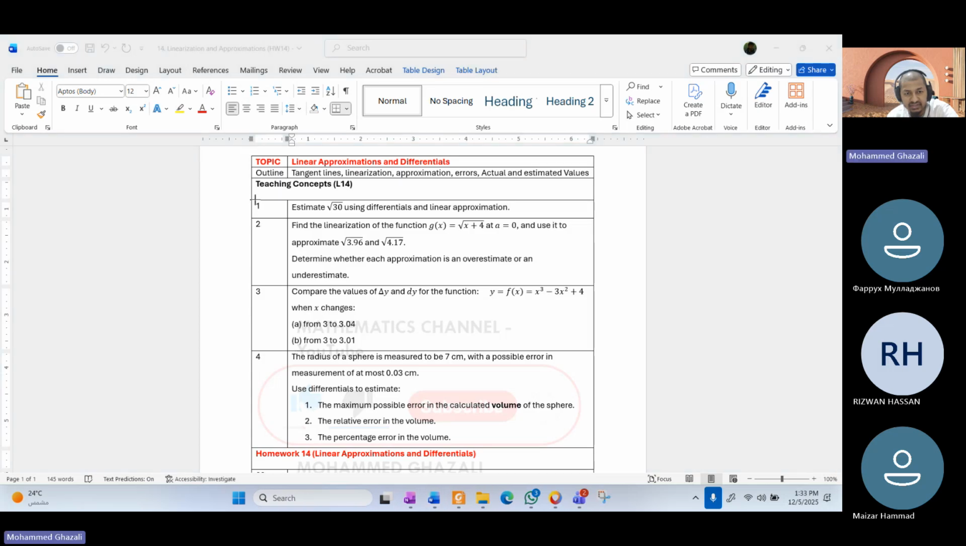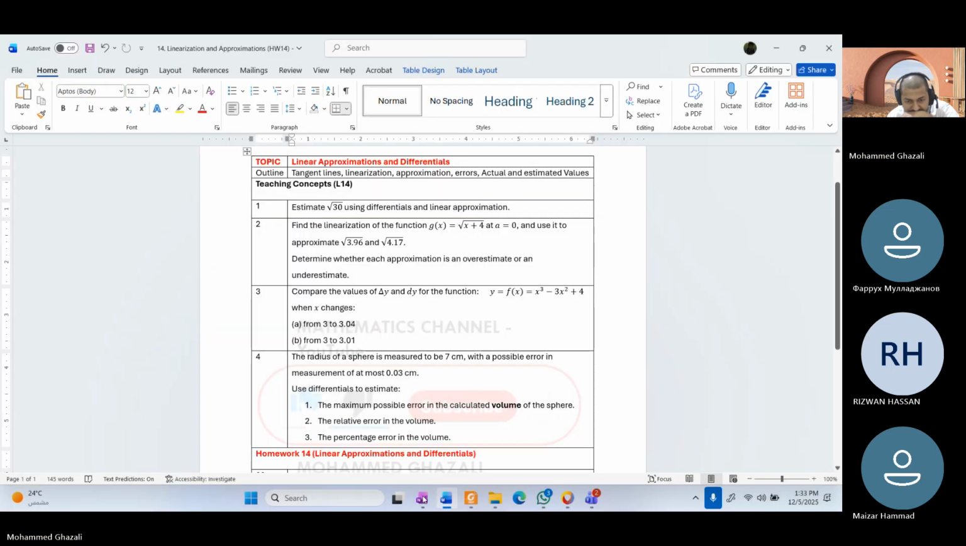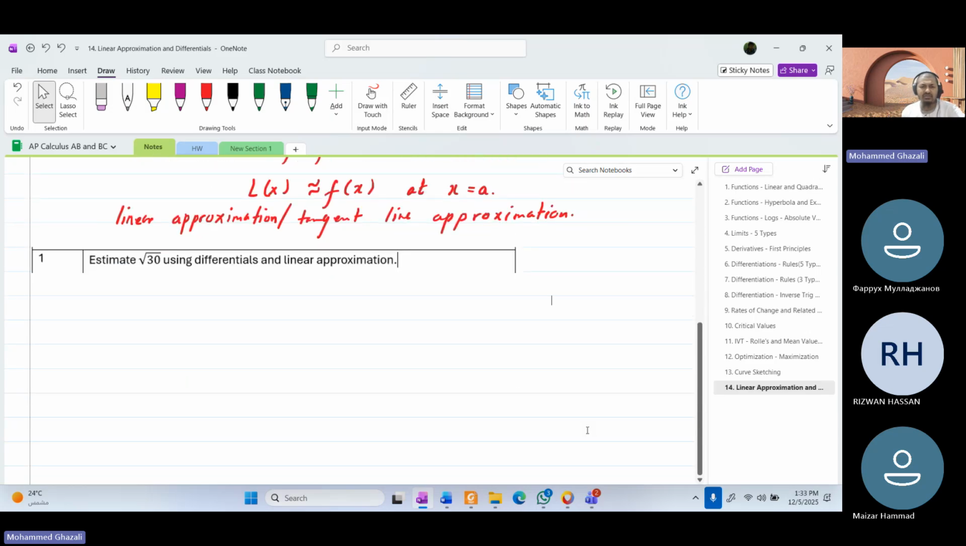Now, at the moment, I do have some examples that we're going to solve. So see the first example. Using this knowledge, you can find the square root of any number. So here's my first example. Estimate the square root of 30 using differentials and linear approximations. Basically, we want to use linear approximations to approximate this. What differential means is to differentiate.